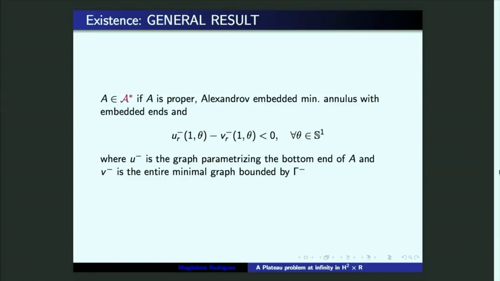So what that says is that, okay, we know that this Jordan curve spans an entire graph. It is the boundary at infinity of an entire graph. What I'm saying there is that this entire graph is a barrier from below of a neighborhood of the end. Okay, this is what it means, which is quite natural.